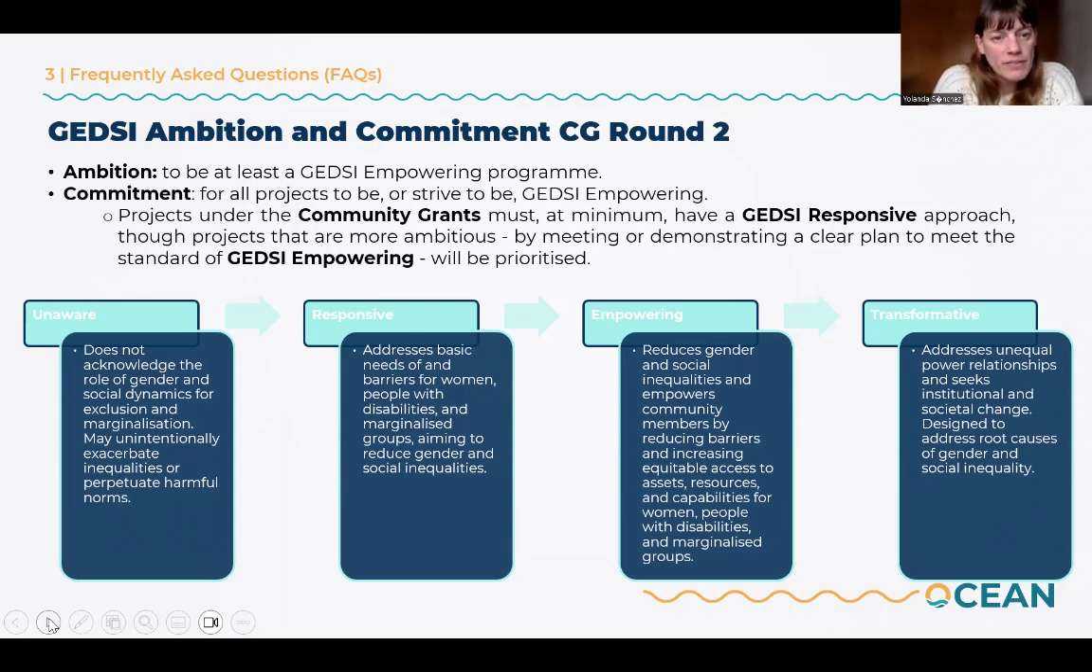So you have the responsive level, which addresses basic needs of and barriers for women, people with disability, and marginalized groups, aiming to reduce gender and social inequalities. This is when your project looks as responsive. But then we want to ask you to see how you can bring your projects to the next level, to empowering. This is when your project reduces gender and social inequalities and empowers community members by reducing barriers and increasing equitable access to assets, resources, and capacity for women, people with disabilities, and marginalized groups.